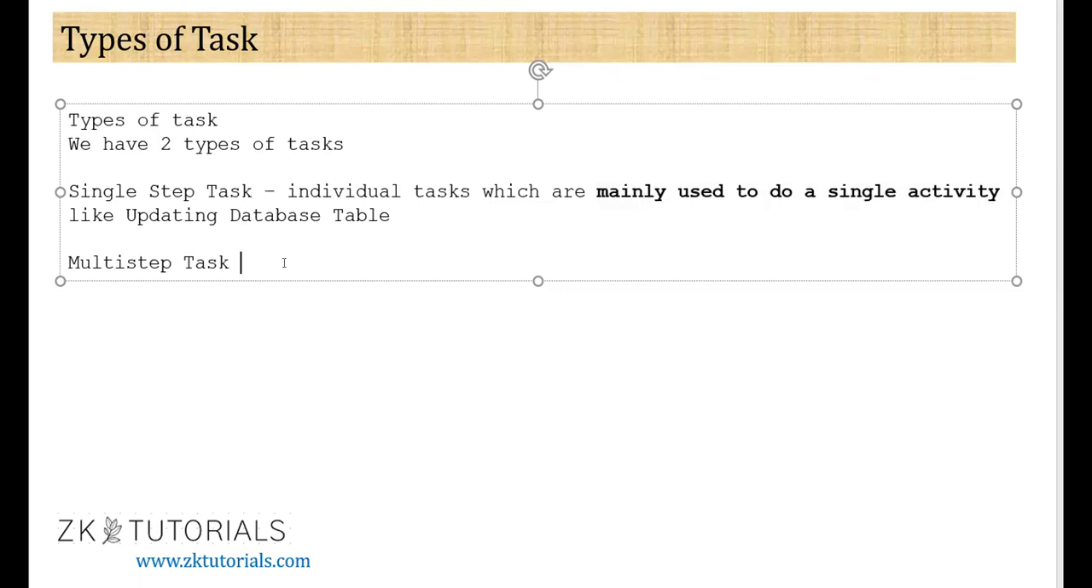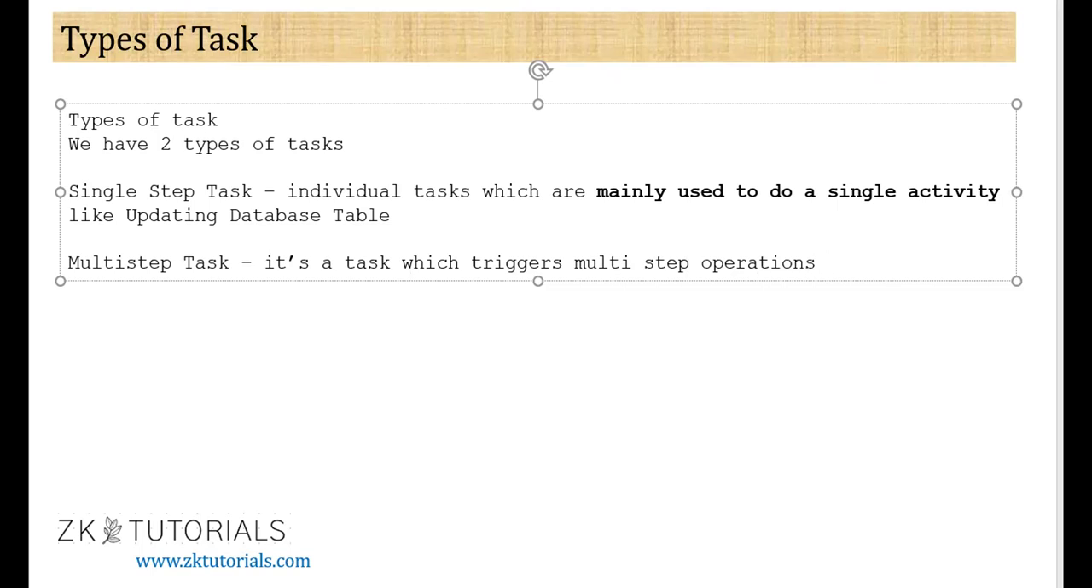Multi-step tasks in workflow. Multi-step tasks are nothing but what is created when you create a workflow directly in the workflow builder; a multi-step task is created by the system. So whenever we create a workflow, a multi-step task is automatically created by the system. We can say a multi-step task is a task which triggers a multi-step operation.